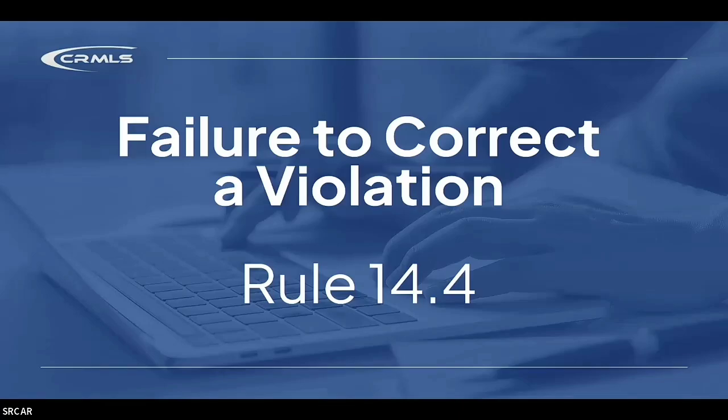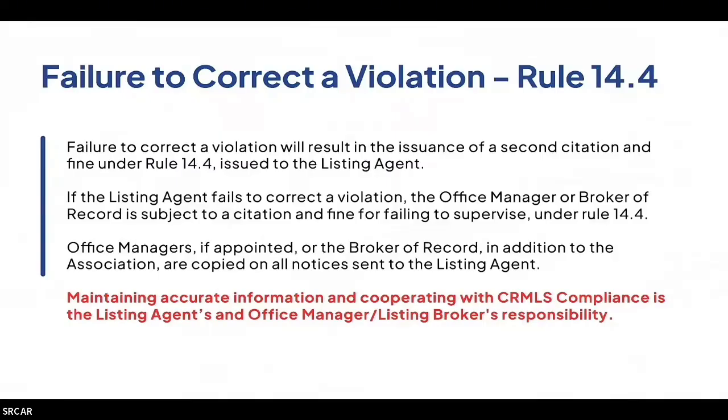And then the last rule is failure to correct a violation. So in the event that you do receive a citation, and within that citation we had asked you to make a correction to your listing and the correction wasn't made, we do move forward and issue a second citation. This citation is for failing to correct the first citation. Within it, we are going to ask you one more time to please make a correction to your listing. So going back to compliance's job, our job is to maintain the accuracy within the MLS as much as possible.